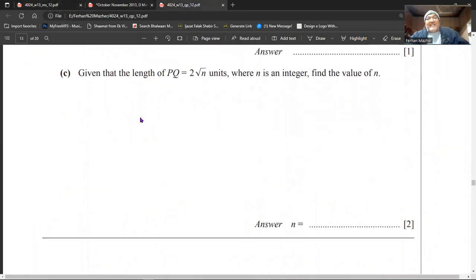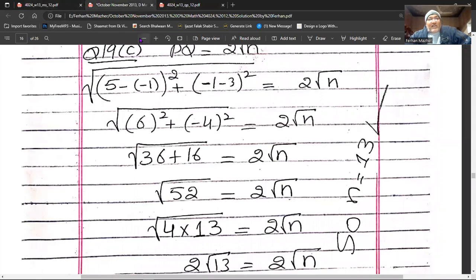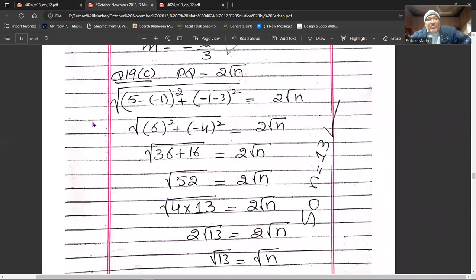Question number 19C is a 2 marks question. He says given that the length of PQ is 2 root n units, where n is an integer, find the value of n. We know the coordinates of P and Q, so we will apply the distance formula, or the length formula. The length of PQ is x2 minus x1 whole squared plus y2 minus y1 whole squared, with a square root over them. The length of PQ I already know is 2 root n.